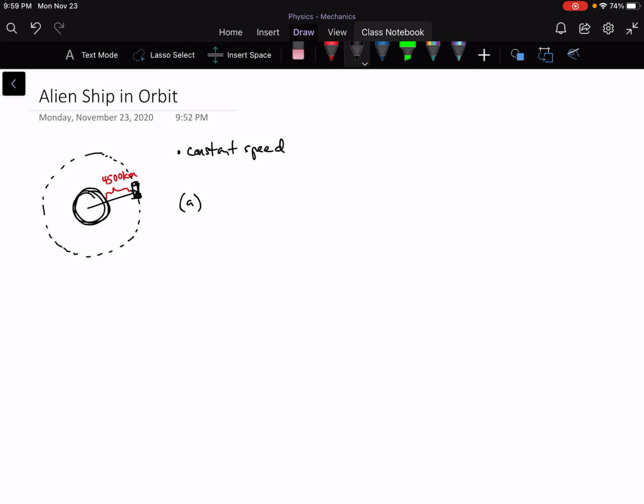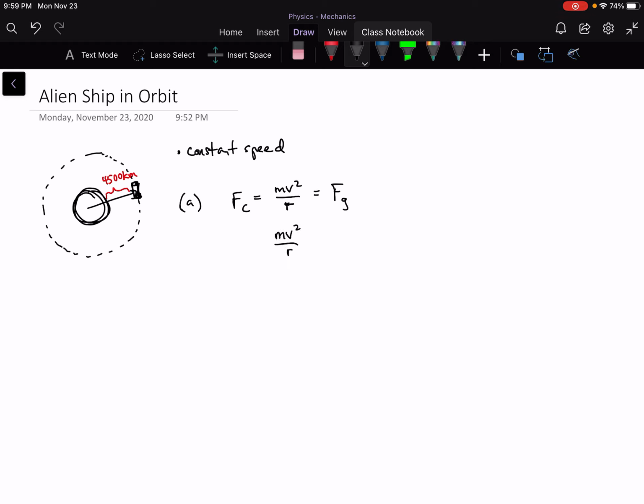Okay, so we know that it's circular orbit. And remember that in uniform circular motion, we want to know what forces are acting on the spaceship to keep it on that circle. Now, because it's in orbit, none of our normal forces can act on it except for gravity. So when we write out our centripetal force equation, which is the net force towards the center of the circle, this net force centripetal is going to be equal to the force of gravity on the alien ship.